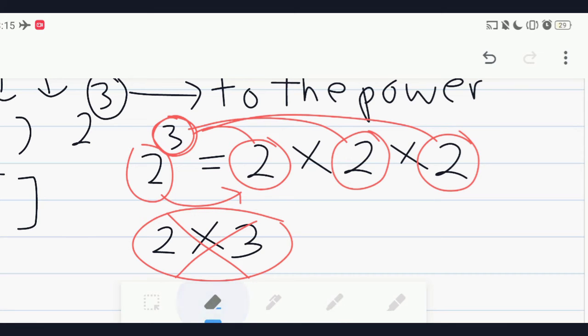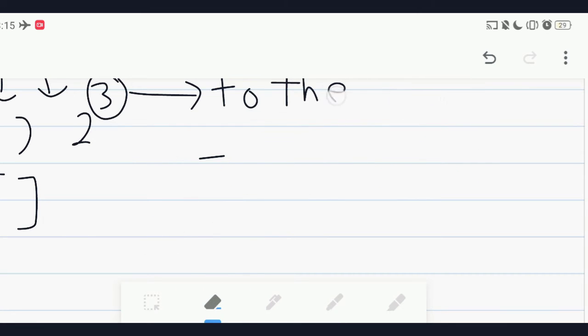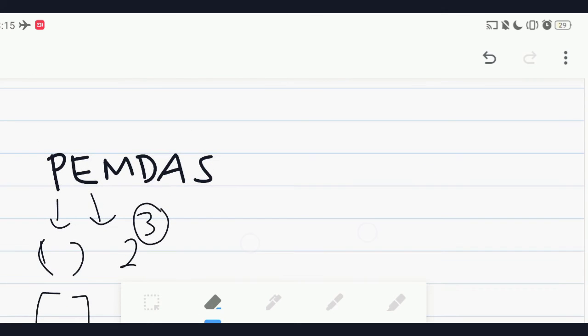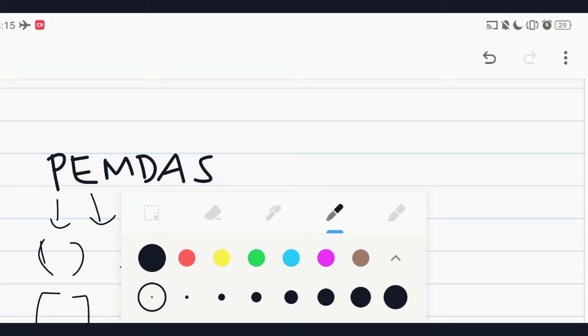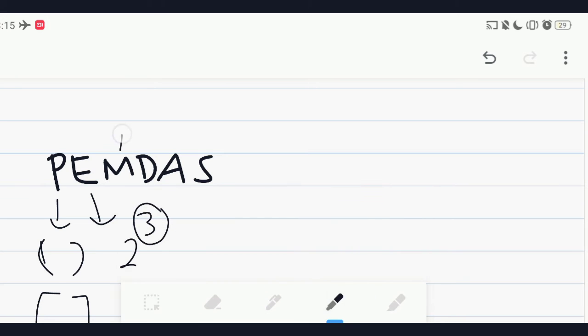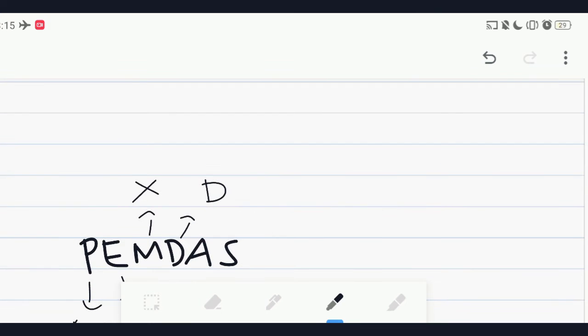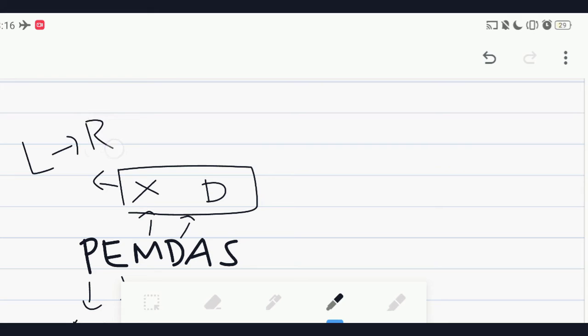Then the next one is M. M is for multiplication, and D is for division. Remember, multiplication and division are siblings. Both of them have the same strength. So you have the clue, you have the new rule: it means from left to right, okay?